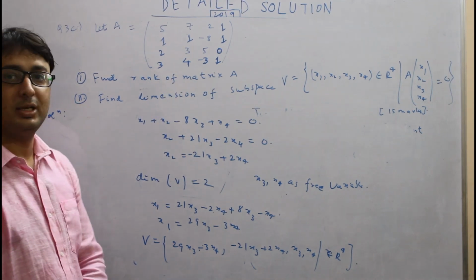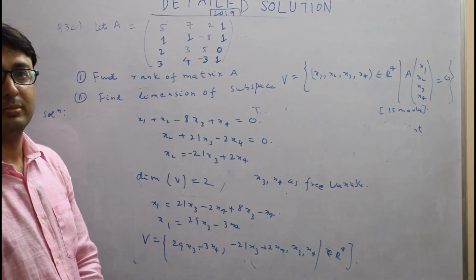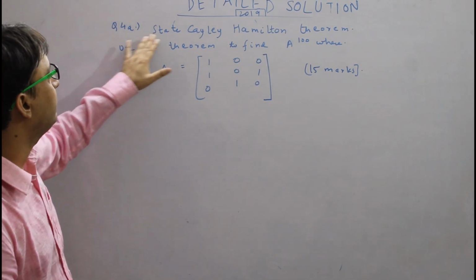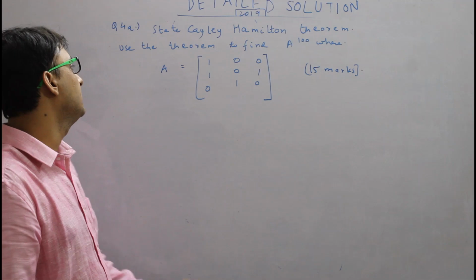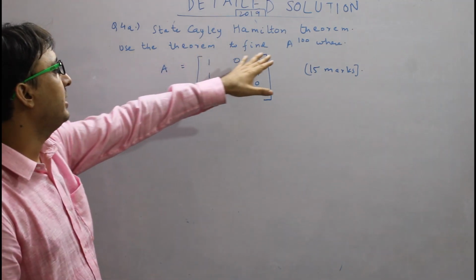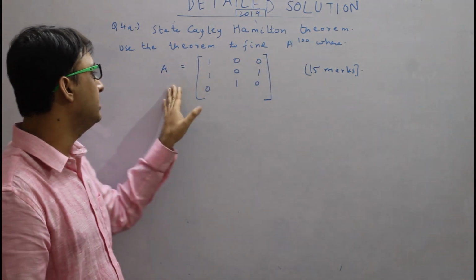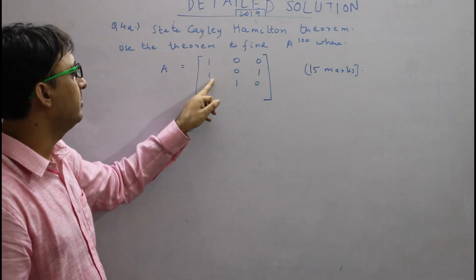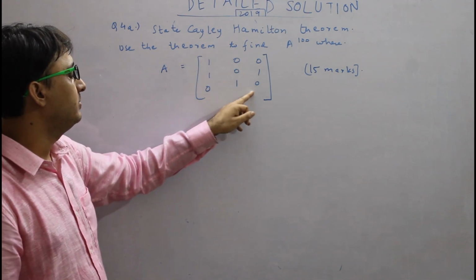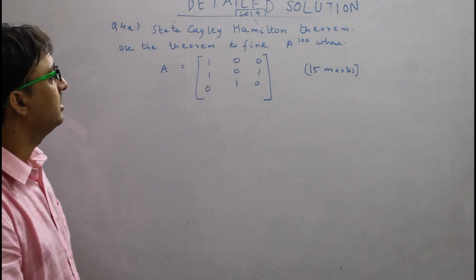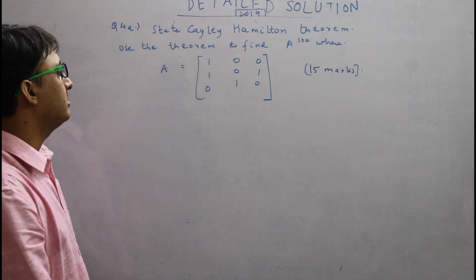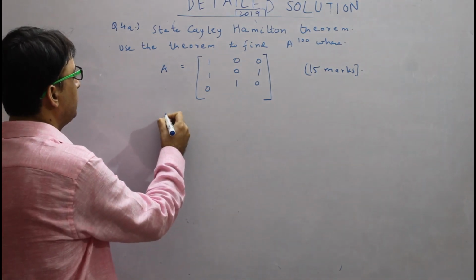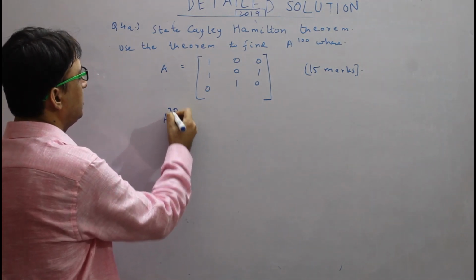Now we are going to take the last question for this session. Question number 4a. You have to state Cayley-Hamilton theorem and use this theorem to find A to the power 100, where A is a 3 cross 3 matrix and entries are 1 0 0, 1 0 1, 0 1 0. Asked for 15 marks. The same question was asked in IAS 2015, where we were supposed to find A to the power 30.